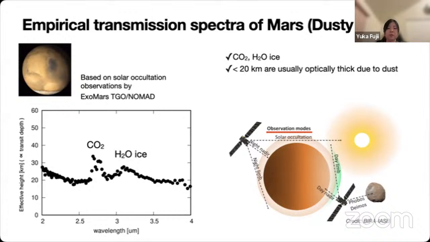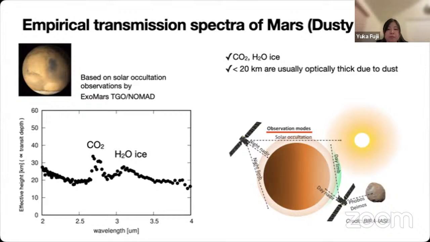We combined the solar occultation data at different locations to obtain the average transmittance as a function of altitude and wavelength, and translated it to the transit depth. And so the y-axis here is the effective height, which is the apparent thickness of the atmosphere when observed in the slant path, and also is proportional to the transit depth. Because the Martian atmosphere is mainly composed of CO2, we clearly see its features around here, around 2.7 micron.